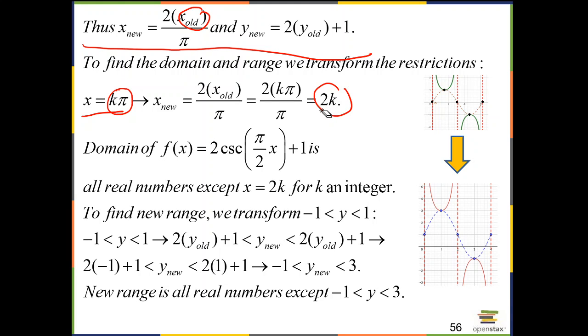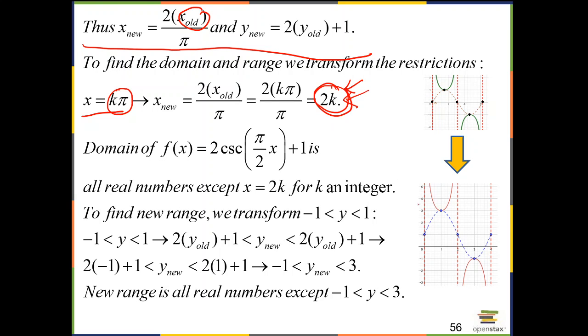So restrictions for the domain would be all real numbers except for 2k, which means what? k is an integer, so we have to get rid of all those integers. They are not in the domain. That means this function has a vertical asymptote at every even integer, because it's 2 times k, as you see in the graph. You see 0, 2, 4. So the vertical asymptotes are at even integers.